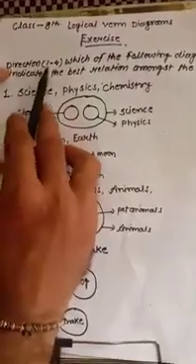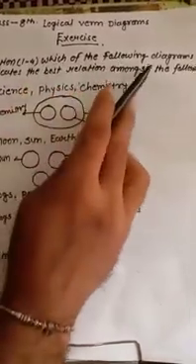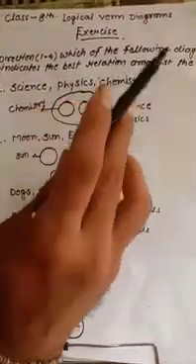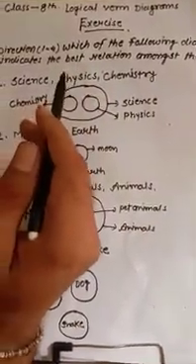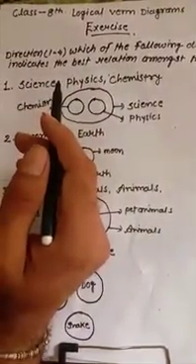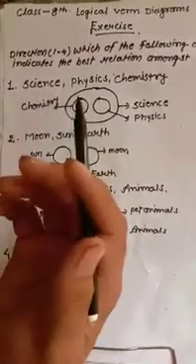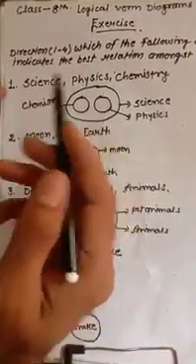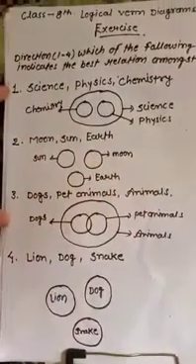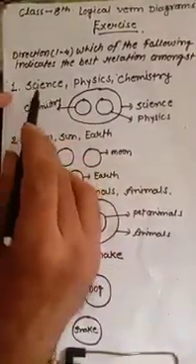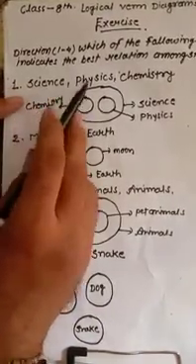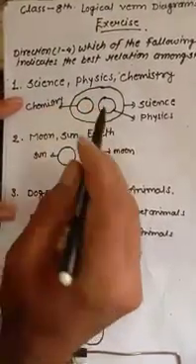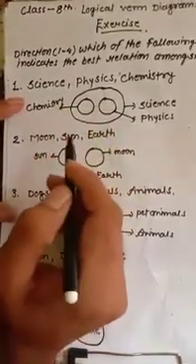In the directions from 1 to 4, the directions are given: which of the following diagrams indicates the best relationship amongst the following? That means there are a few classes given, and we have to find out what kind of relationship we can establish between them with the help of a Venn diagram. So come to question number one. Here three classes are mentioned: first is science, second is physics, and third one is chemistry. How can we represent them with the help of a Venn diagram?